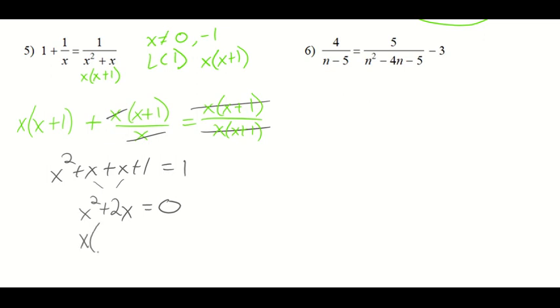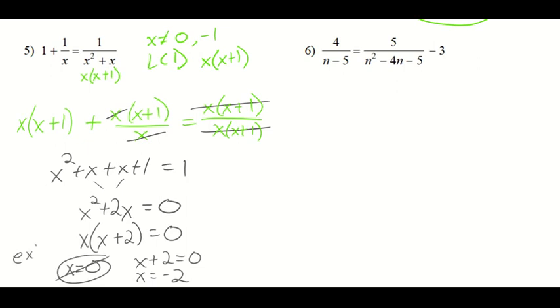So we're going to factor out an x. By the zero product property, set each of these factors equal to 0. Then double check with our restrictions that we placed before. So x can't equal 0 or negative 1. So this x equals 0 is an extraneous solution. So our real solution is just x equals negative 2.